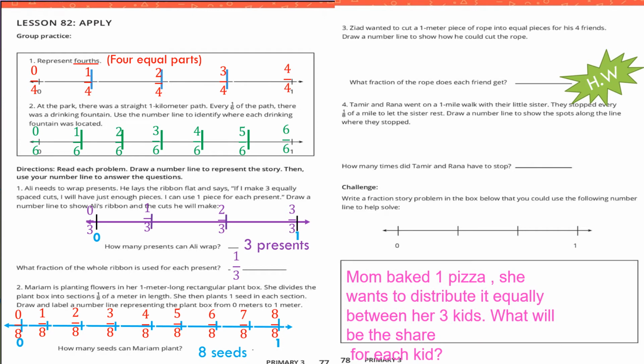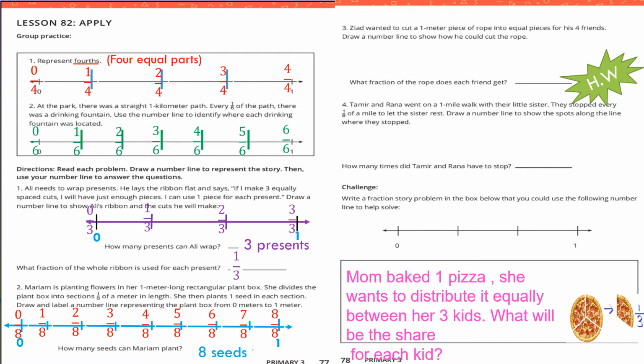Okay, the story problem here, mom baked one pizza. She wants to distribute it equally between her 3 kids. Why 3? Because we have 3 equal parts on the number line. What will be the share for each kid? We have a pizza, and this pizza we distribute it into 3 equal parts. Each one will take how many parts?